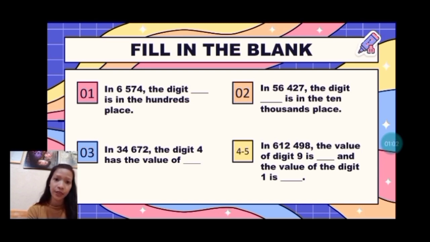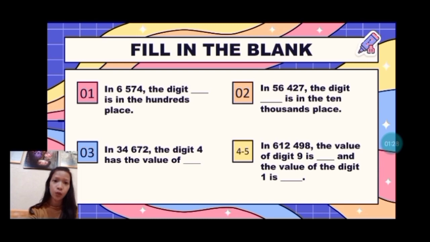Number 3. In 34,672, the digit 4 has the value of blank. And number 4 and 5, in 612,498, the value of digit 9 is blank and the value of the digit 1 is blank. Let us now check your answers.